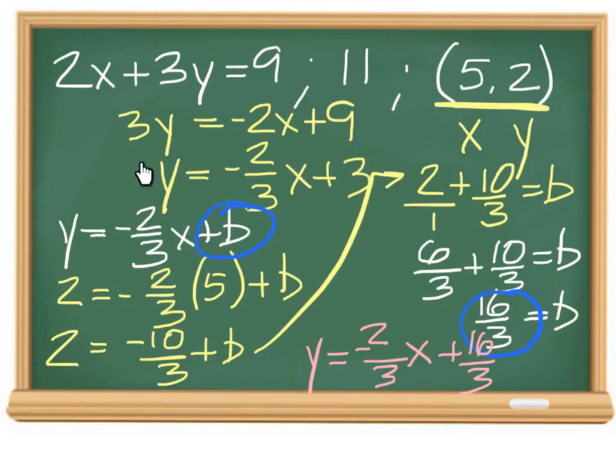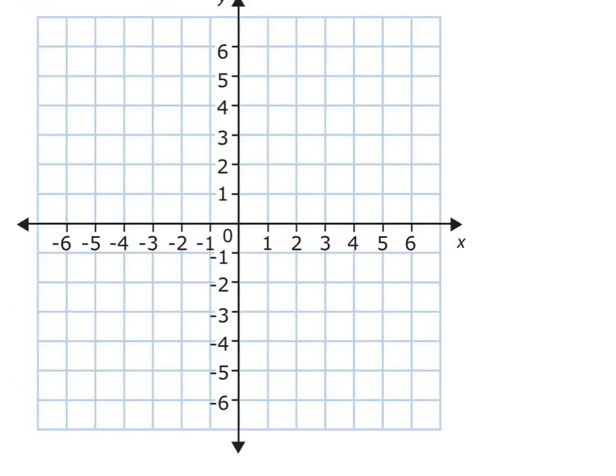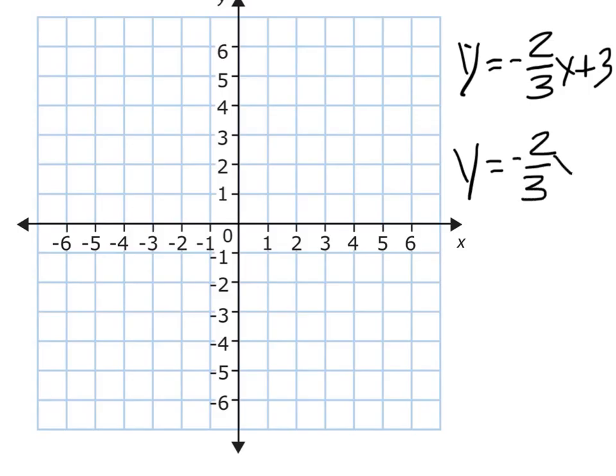So we need the original equation. Actually, this is the original. We changed it to this. So we're going to need y equals a negative 2/3 x plus 3, and also the final answer, which is the line that's parallel to it, y equals a negative 2/3 x plus 16/3. Okay, and we have to graph these equations. Remember, the first one is y equals a negative 2/3 x plus 3. And the second one we found is y equals negative 2/3 x plus 16/3.